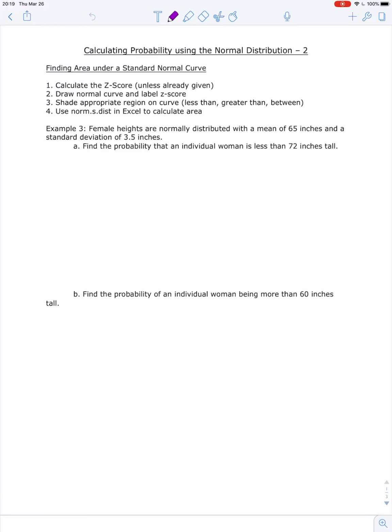All right, so now we're ready to actually calculate some probability with something that is normally distributed. When we're doing this, there are 4 steps that I want you to always follow when you're calculating these probabilities. These 4 steps are going to make up the points required for any sort of problem. So make sure that you do all 4 steps.